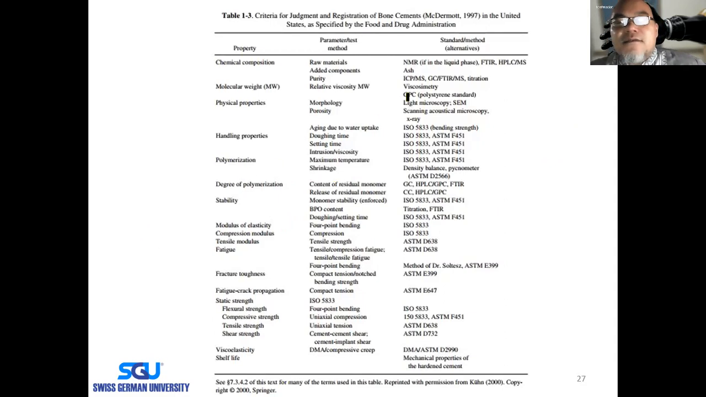So these are the criteria. For each of those criteria, there is a different standard, either ISO or ASTM. ASTM is the American standard for mechanical engineering. For example, for chemical composition, molecular weight, handling property, physical property, and how it is obtained. For example, using light microscopy or scanning and acoustical microscopy for porosity. What else? Modulus of elasticity. How is it obtained? Using four-point bending, according to the standard ISO 5833. Then static strength, etc.